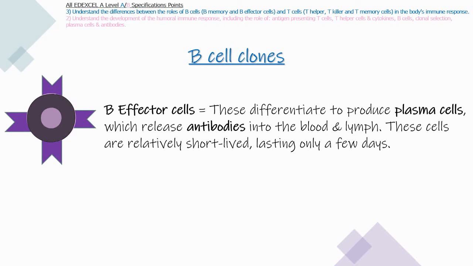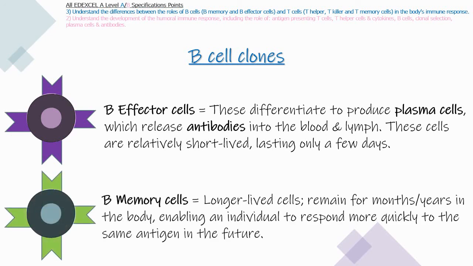We then have B memory cells. These are longer-lived cells. They remain in the body for months and even years. And this is what enables an individual to respond rapidly and efficiently to the same antigen in the future.